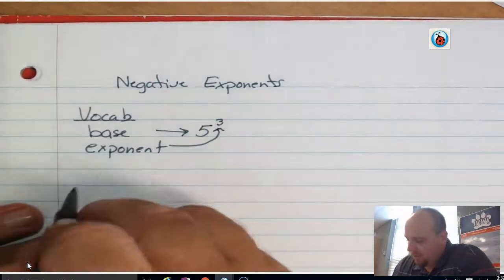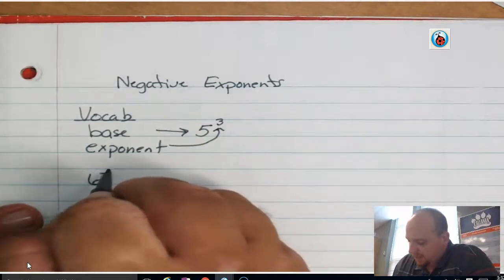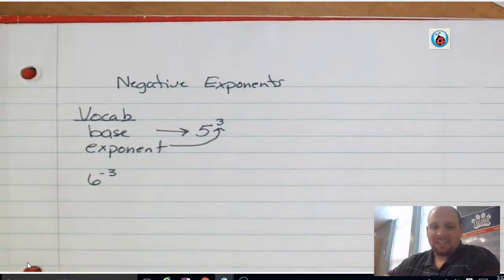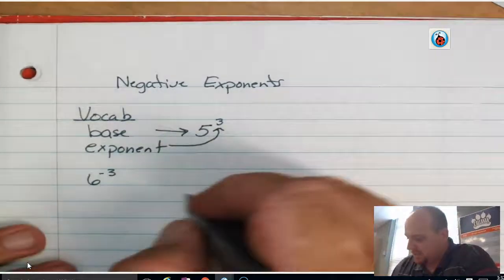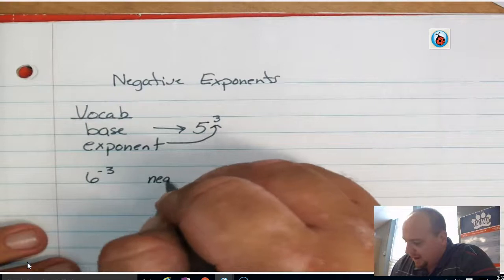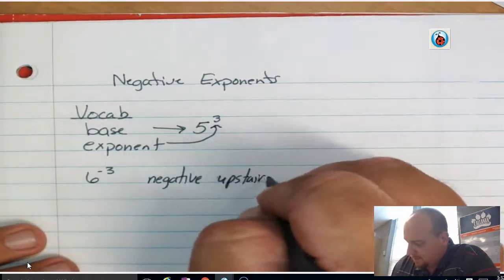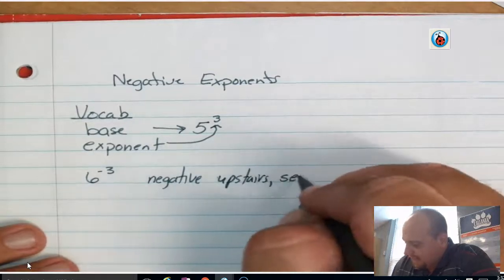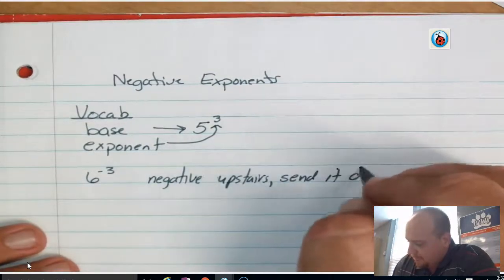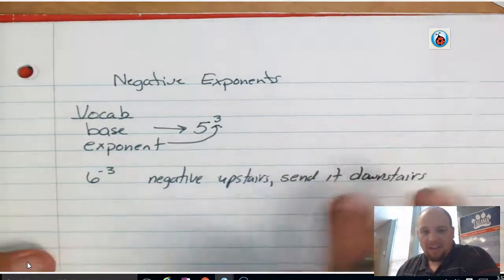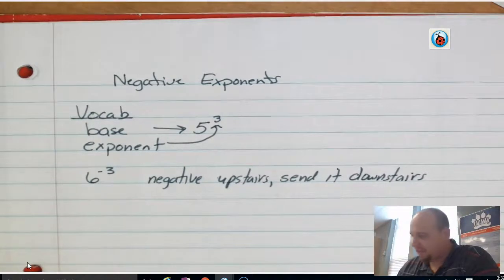All right, so we have an example of 6 to the negative 3 power. If we think about that, we don't write that as 6 times 6 times 6 times 6 with a negative. We're going to use the following saying. We're going to say if it's negative upstairs, we're going to send it downstairs. All right, you might not need to write that down, but that's just kind of a healthy saying for us.